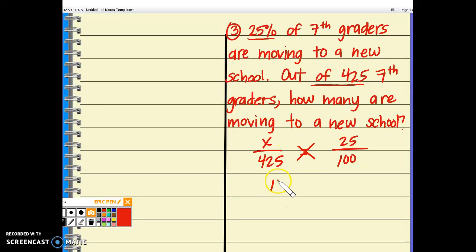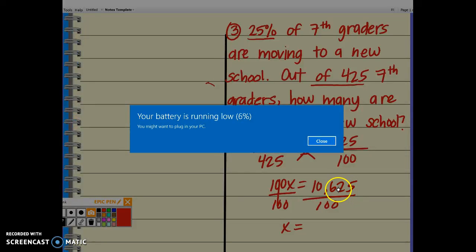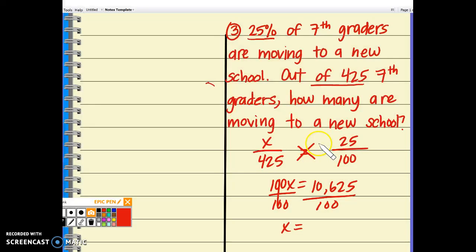Cross multiply. 100 times x gives you 100x. 425 times 25 gives you 10,625. Solve that for x. We'll divide both sides by 100. Same thing as moving your decimal twice. And you get 106.25. We'll round to the nearest tenth. But because we're talking about people, we'll just say 106.